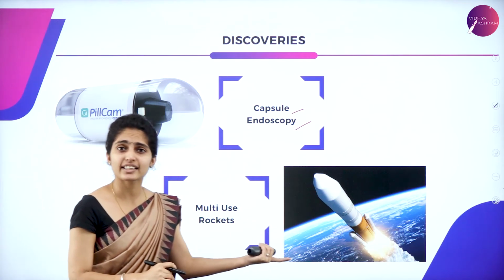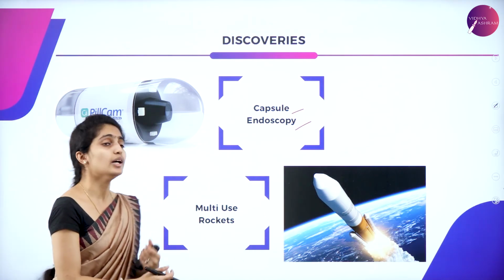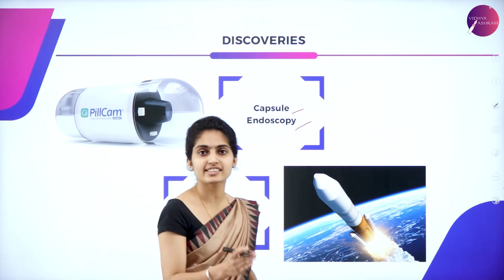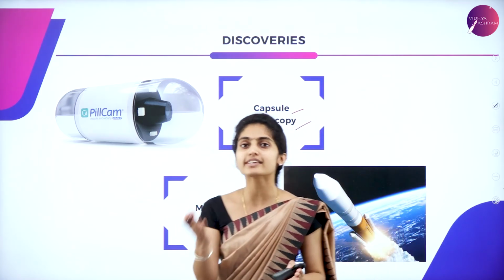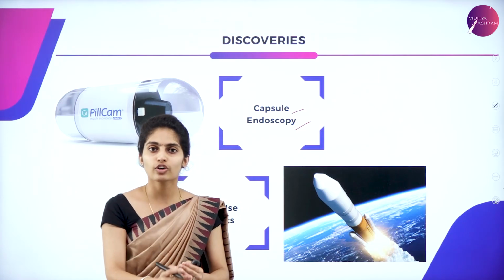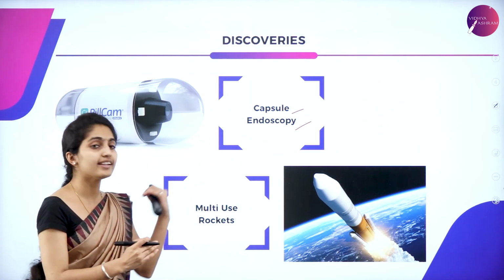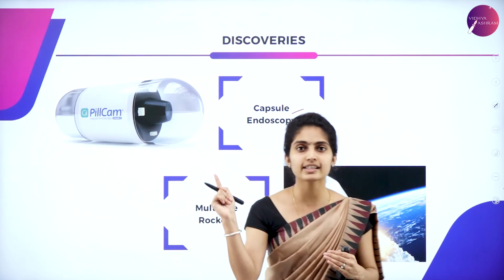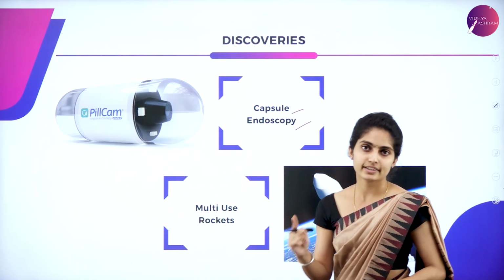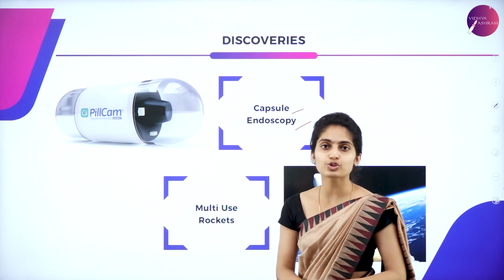After capsule endoscopy, let us go to the multi-stage rocket. Why was it introduced? There was a single stage rocket, then single to multi-stage rockets. That is because in order to accelerate, they can discard the total amount of mass which is present, so that it can be accelerated to a greater height. That is why multi-stage rockets were used.